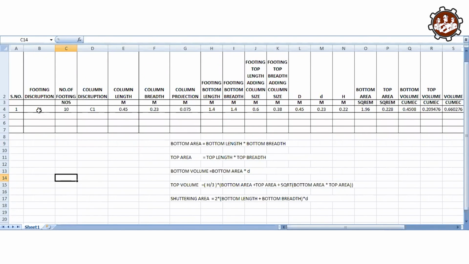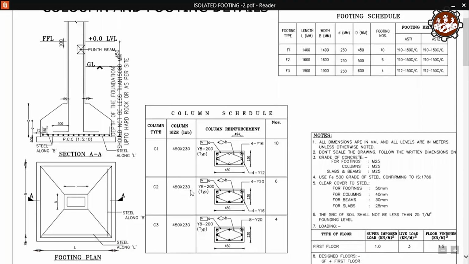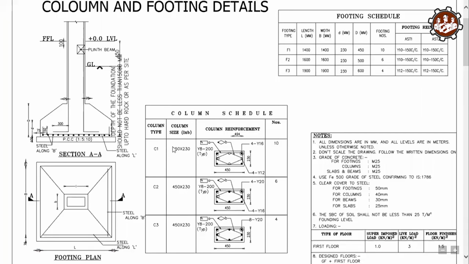This is the F1 footing that is given in 10 numbers. Okay, column description C1, column length is 450 mm, that is given in the drawing, you can see here. This is the column length for the C1 column, 450 by 230 mm, 450 mm length, 230 mm breadth. Okay, this is the F1 footing, that length is 1.4 meter, breadth is also 1.4 meter, that we are using 10 number.